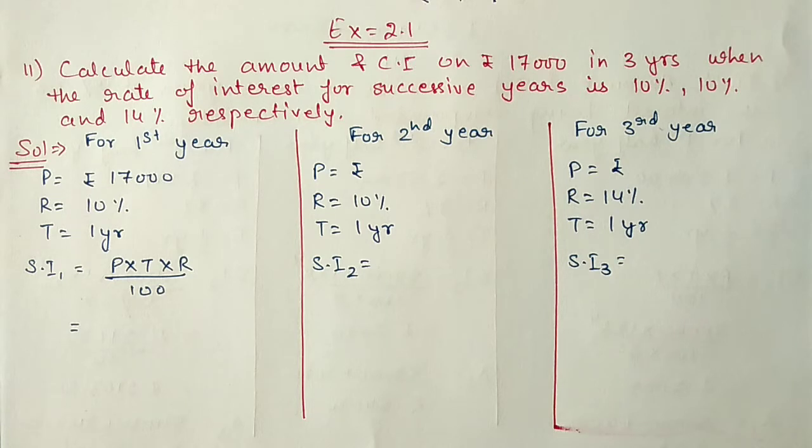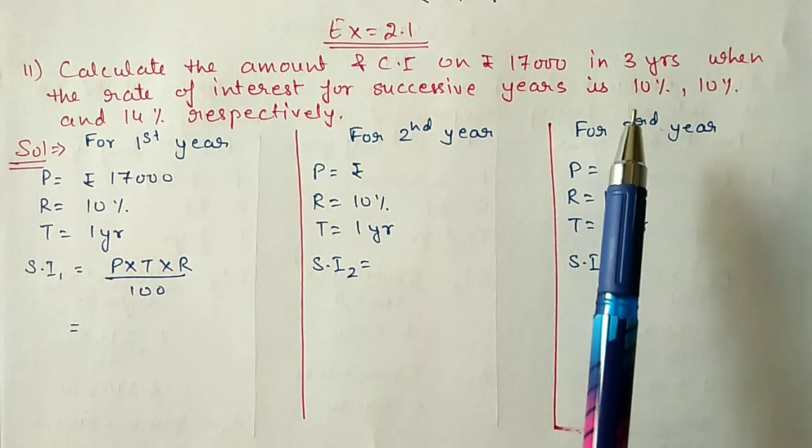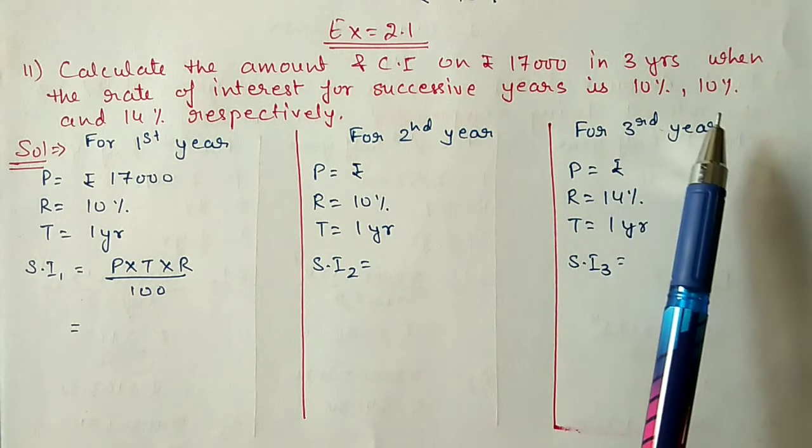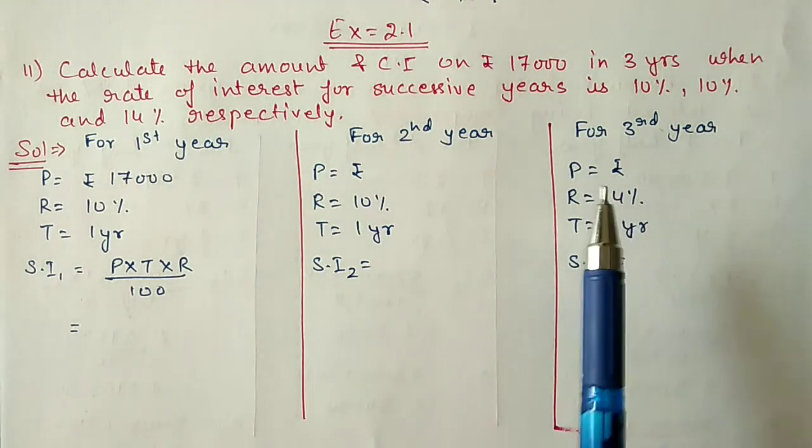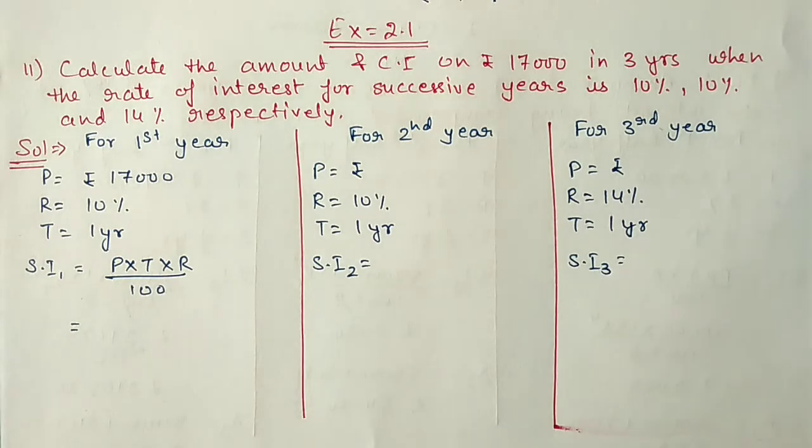Calculate the amount in compound interest on 17,000 in 3 years. The rate of interest for successive years is 10%, 10% and 14% respectively. So we have to do 3 calculations here: for the first year, then the second year and the third year. For the first year the rate of interest is 10%, for the second year it is 10% and for the third year it is given 14%.